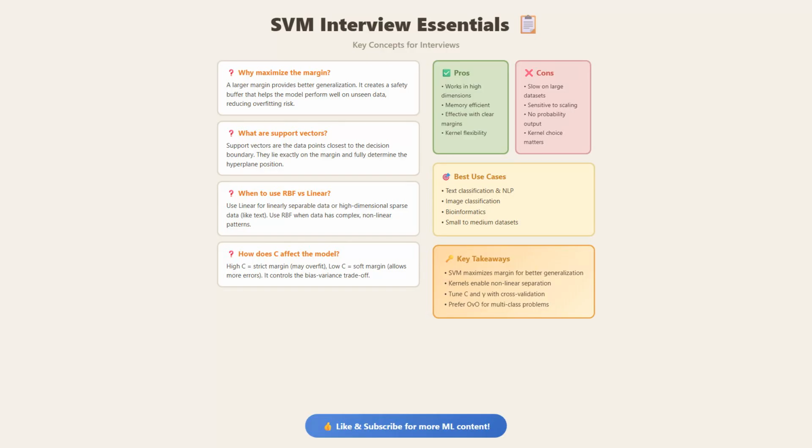On the pros side, SVMs work great in high-dimensional spaces, are memory efficient since they only store support vectors, and the kernel trick gives incredible flexibility for modeling complex boundaries. On the con side, SVMs don't scale well to very large datasets, require careful feature scaling, and don't naturally output probability estimates. They work best for small to medium datasets with clear class separation.